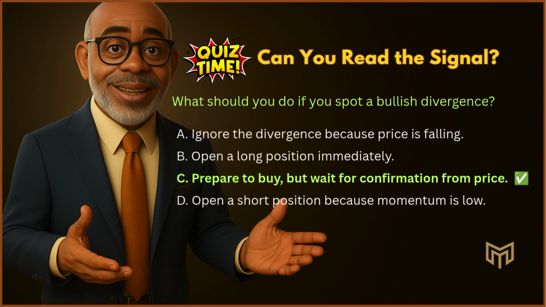And D, open a short position because momentum is low. If momentum is actually rising on the MACD while price falls, shorting into that is going against what the indicator is telling you. That's trading blind. Divergence rewards the patient trader. See the signal, wait for confirmation, then act. Now you know.